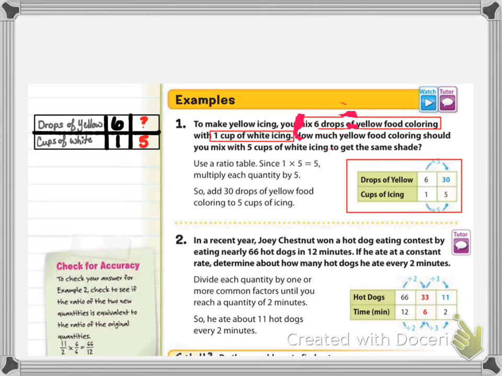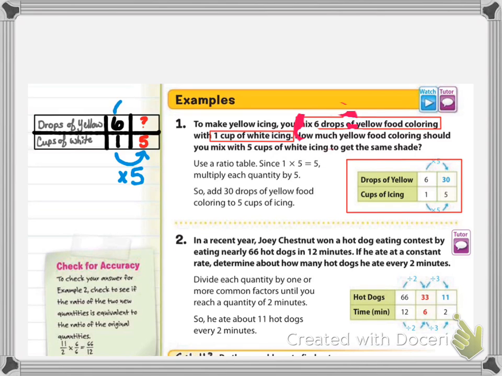So once you set up your table, the way that I like to do this is I look at the first number, which is my bottom number. This is the part that's complete. I've got 2 numbers and they're both on the bottom. So I ask myself, what do I do to 1 to get to 5? Since the numbers are getting bigger, you're multiplying, and the number that you're multiplying by is 5. So therefore, what you do to one number, you have to do to the other.